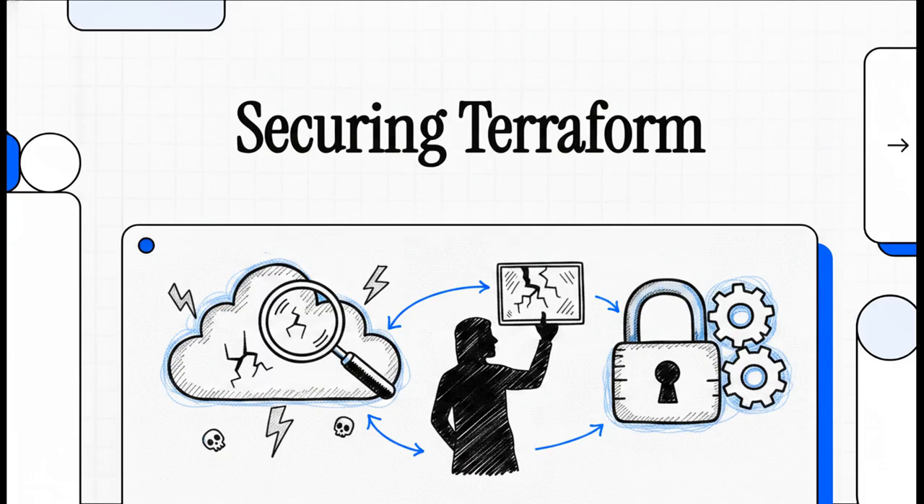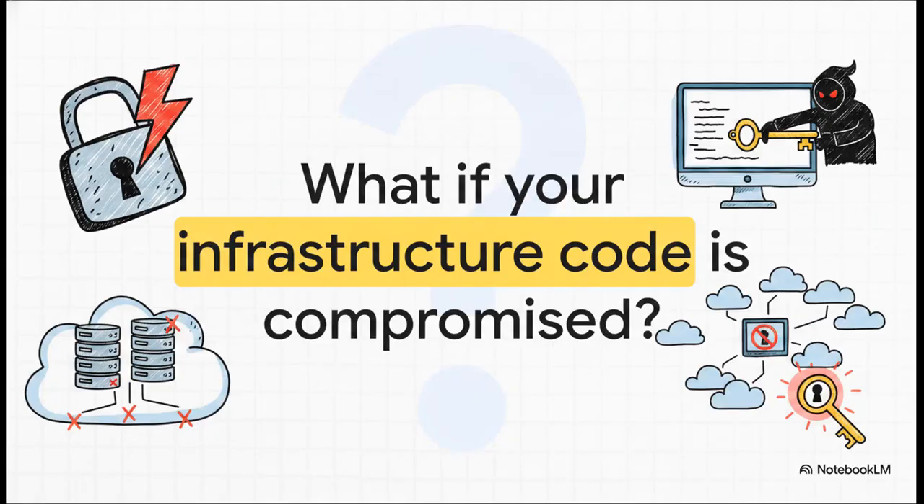Let's get into it. So consider this massive question. If your entire infrastructure is just code, what happens when that code is compromised? With modern DevSecOps, the stakes are totally different. In the world of infrastructure as code, or IAC, a single flaw doesn't just crash an isolated app. It literally hands over the keys to your entire cloud.